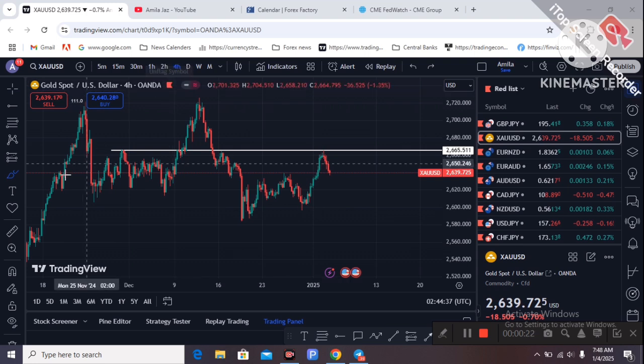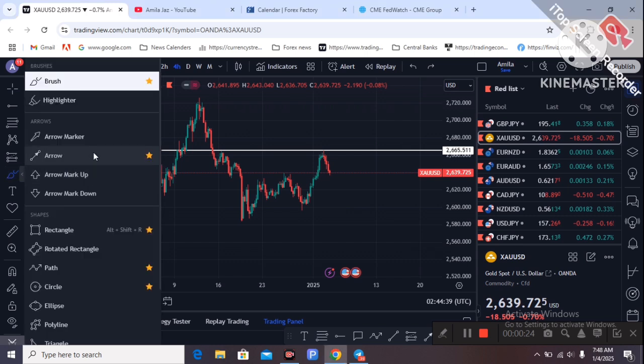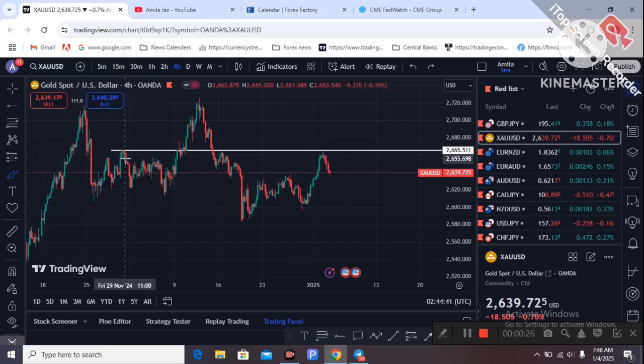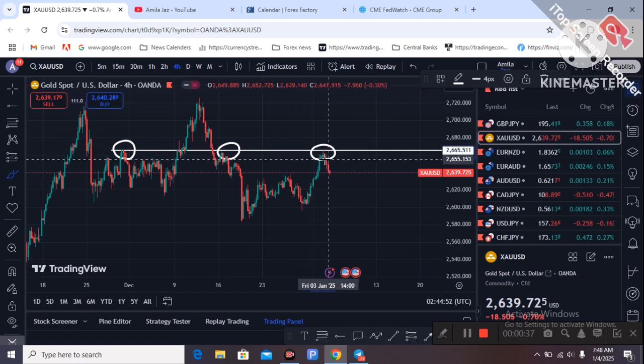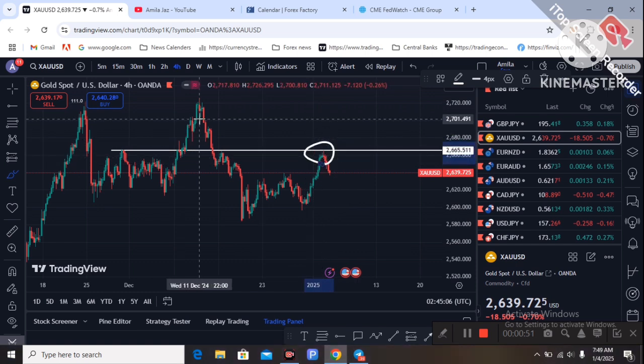So I'm on the four-hour gold chart. This is the technical picture. You can see this level is what we call the maximum fan level. This is the 2665 level. Price has tested this level several times, and last Friday price also rejected from this level.